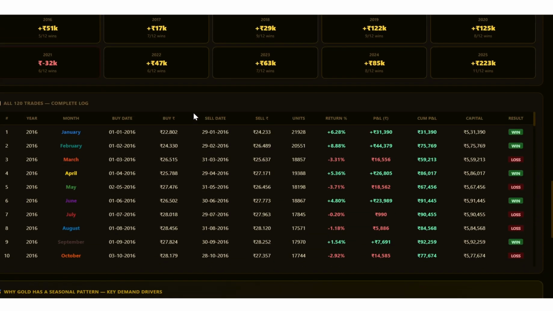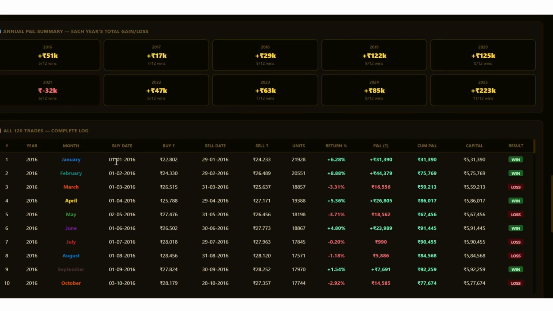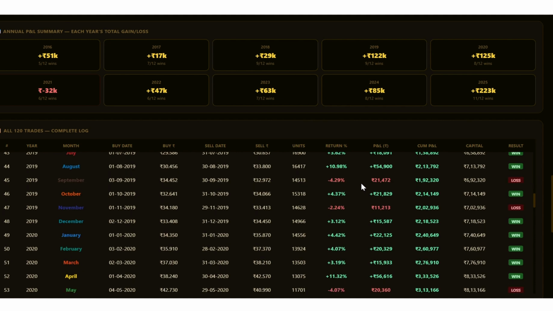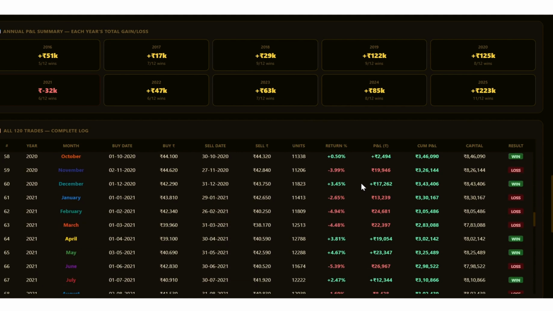All 120 trades it has also given, like the 1st of January 2016, what was the price, and the last day of that particular month what was the price, and whether it was profitable or not. Like that, it has done all 120 iterations, and this is a very beautiful thing. In a specific month also, if you want to analyze the data, it gives the result, win or loss, right?